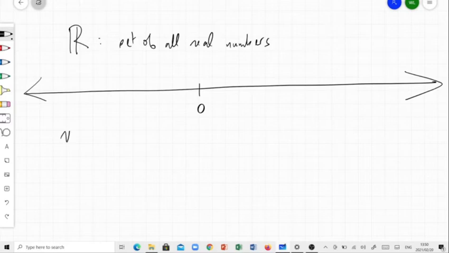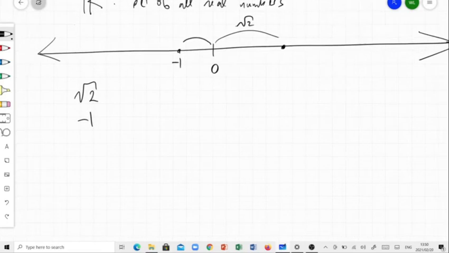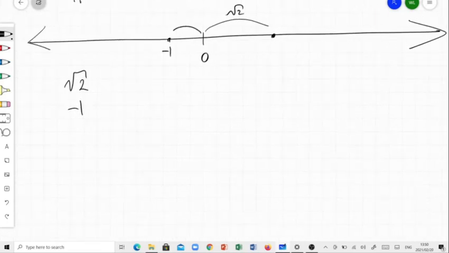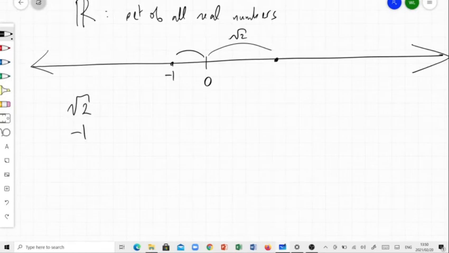So if I take the real number square root of 2, this will correspond to the point that is, because it's positive, going to be square root of 2 to the right of 0. So this point will then correspond to the real number square root of 2. Likewise, negative 1, because it's negative, it's to the left, and so this will then correspond to the point that is 1 to the left of 0, which is minus 1. Okay, so in this way, real numbers can then be viewed as addresses to every single point on the real number line.